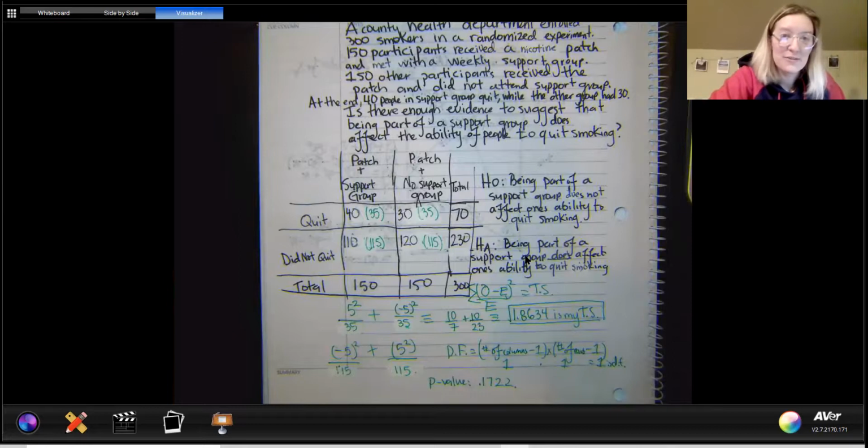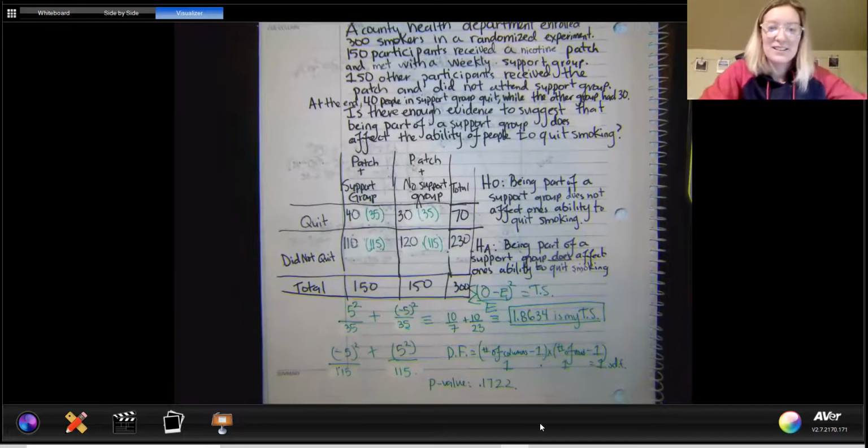Okay, so I hope this was helpful in going over an example problem for a two-way test for independence using a chi-square distribution.